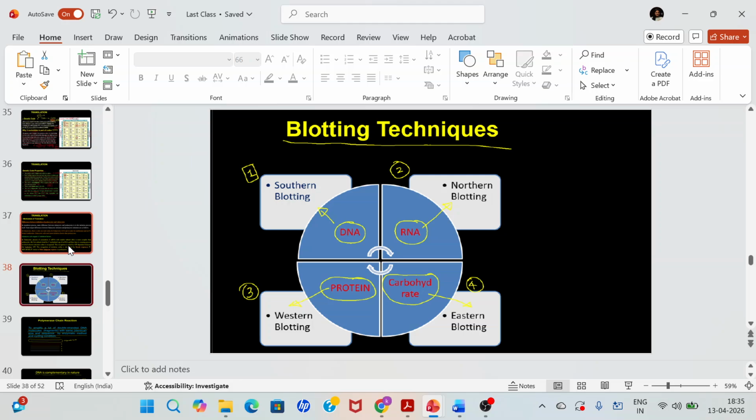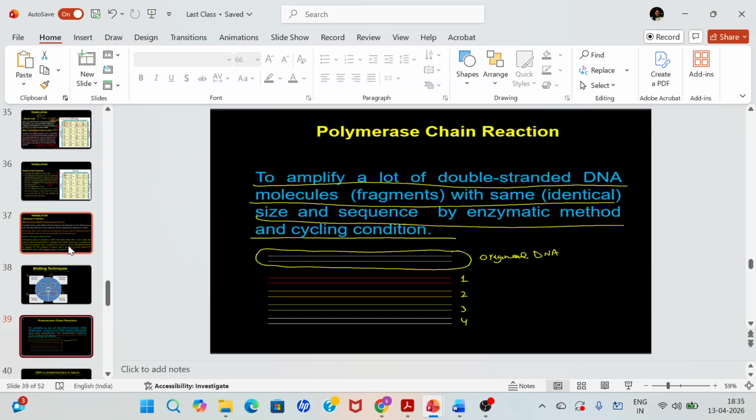Okay. Next come the blotting techniques. Then we came to the techniques. What are the different techniques that are used in molecular biology? For DNA it is Southern blotting, for RNA it is Northern blotting, for carbohydrate-type post-translational modification it is Eastern blotting, and Western blotting is for protein. Okay. So this is for Western blotting.